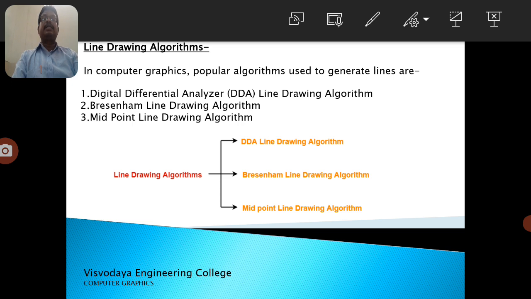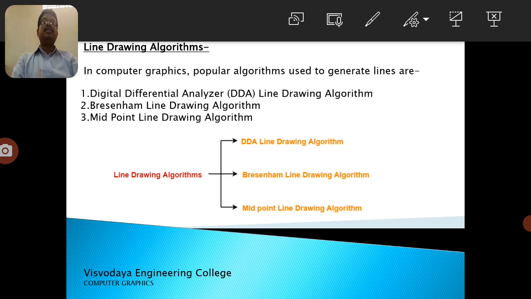We know that the line equation in normal mathematics is y equals mx plus c. Based on this equation, we can derive many coordinates, and the line drawing algorithm takes the coordinates to draw a line on the screen.